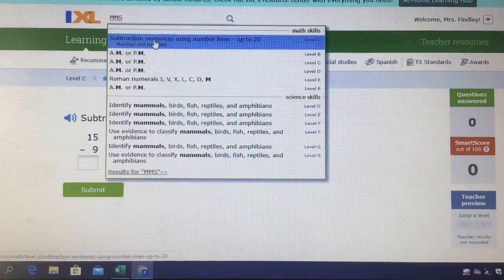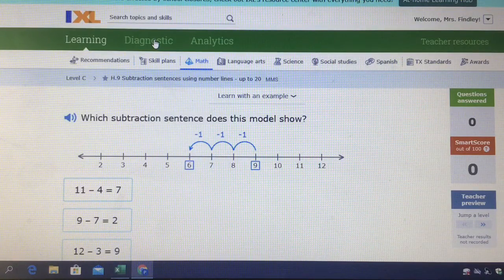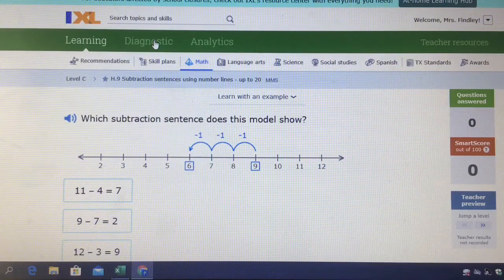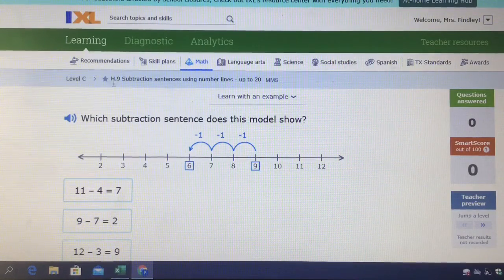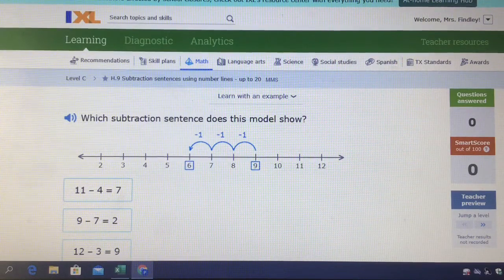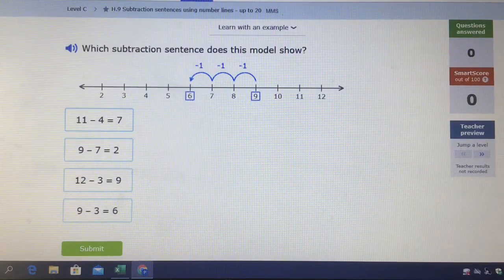Okay, all right. So this time, we're going to be working on a number line. We've got our basic subtraction facts within 20 that we just practiced, but this time they're going to be modeled on a number line. Let me scoot this math problem down a little bit so we can see all of our answer choices. This one says, which subtraction sentence does this model show?